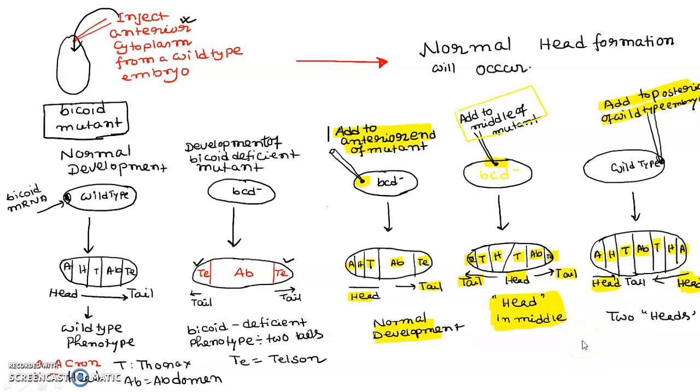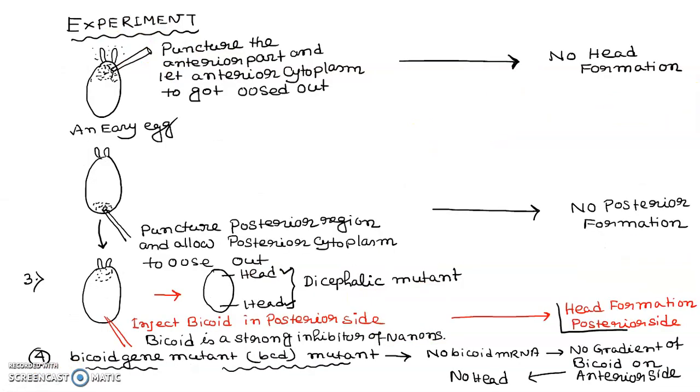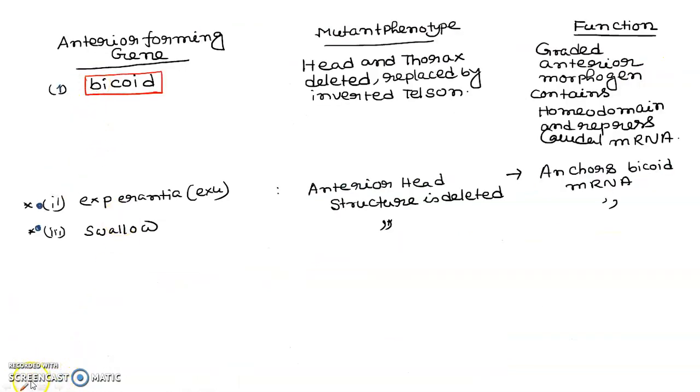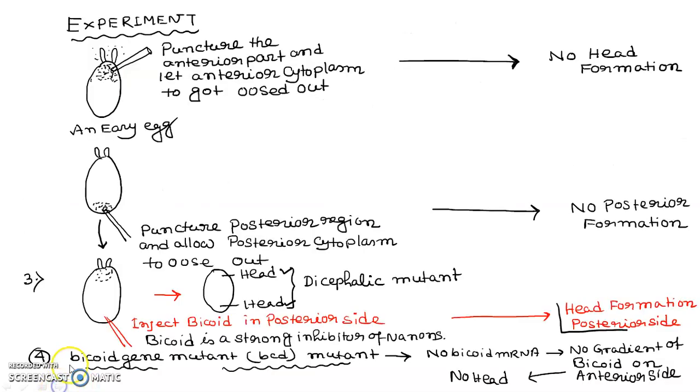So in summary we can say that bicoid and nanos play important roles in anterior and posterior axis determination of Drosophila. In a quick review, we have seen how the Drosophila embryo develops and how anterior posterior axis determination occurs. Then we saw the bicoid gene, bicoid mRNA, bicoid protein. Then we saw that Oscar mRNA plays an important role in localization of nanos and bicoid mRNA. The major important player is bicoid, which is responsible for anterior head formation. And then second, we saw the experiments.